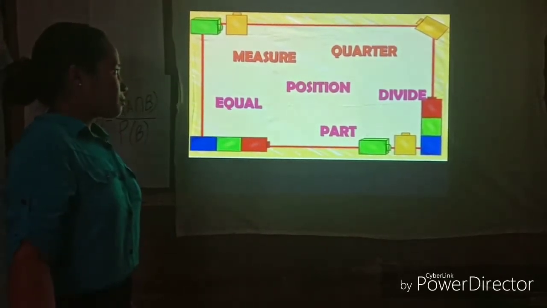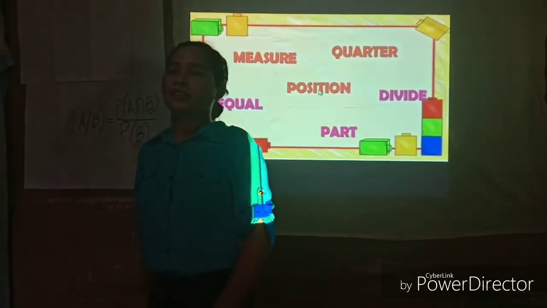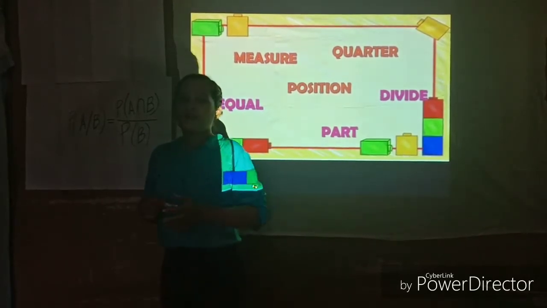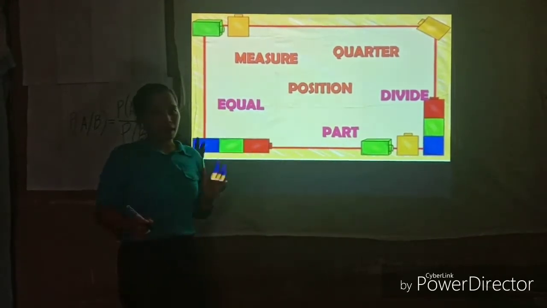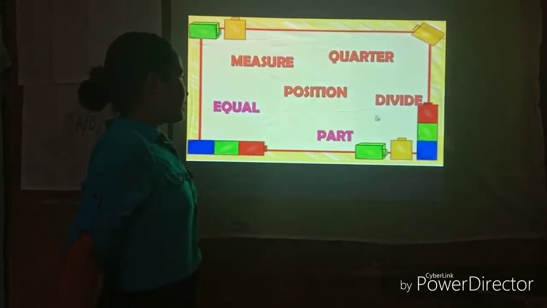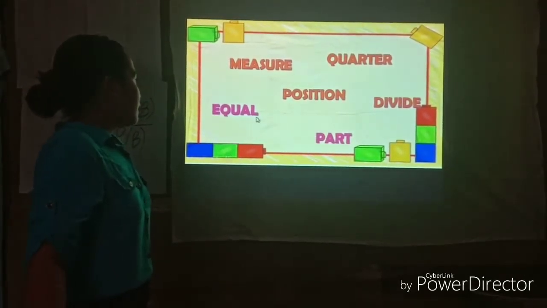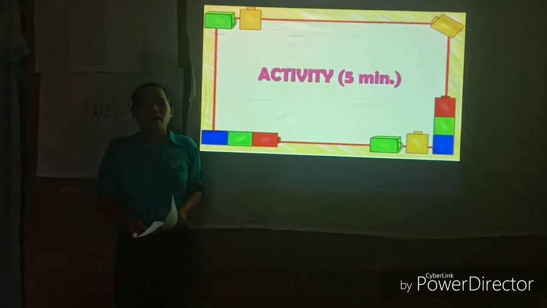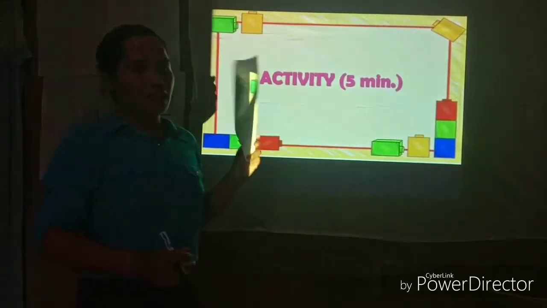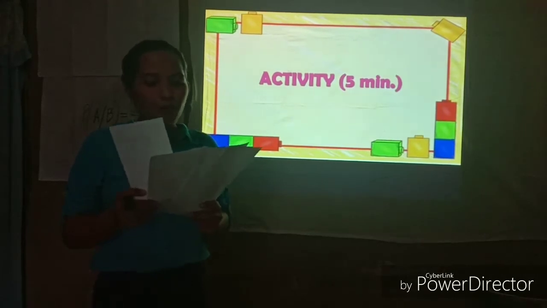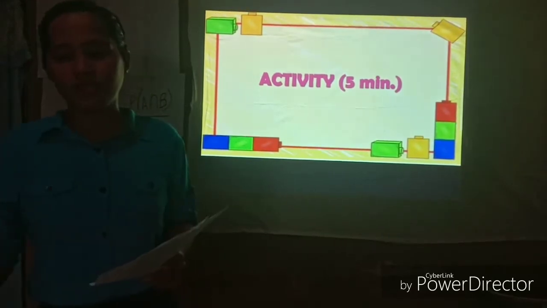Next is position. Who can give me the definition of position? Yes, position is all about arranging a particular position that they belong. So the other terms, you already encountered them, right? The divide, equal, and part. Okay, in the same group, you are going to answer the activity. I have here the activity sheet, and you are going to read and analyze what the questions refer to.